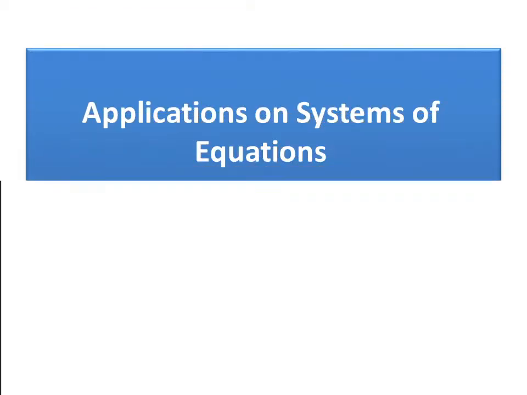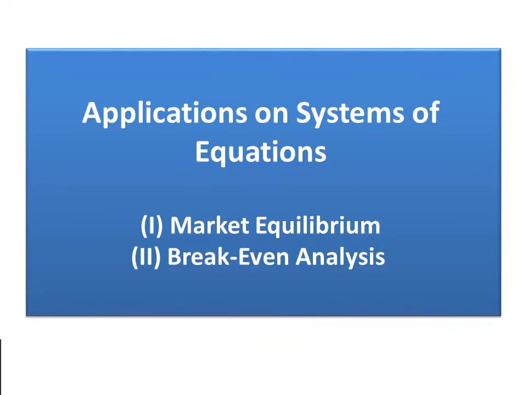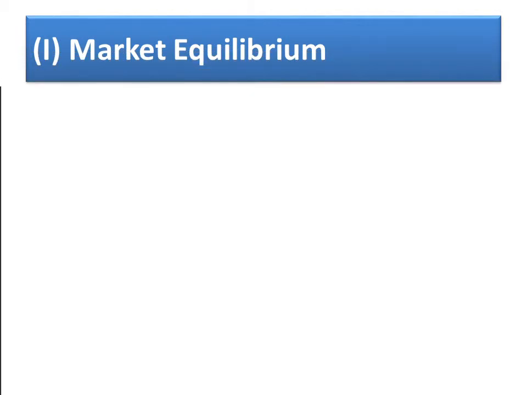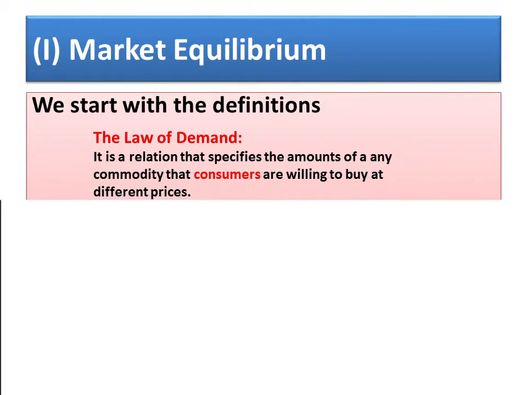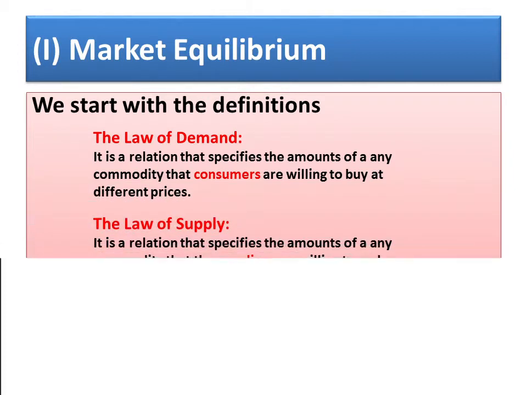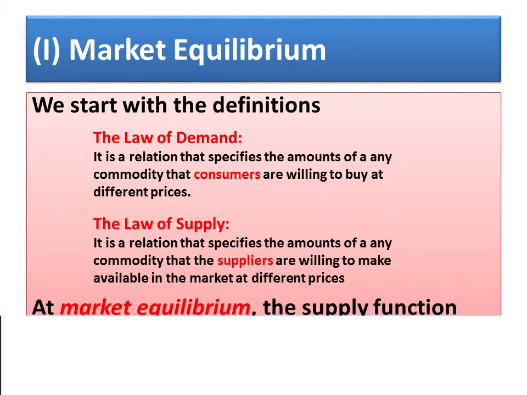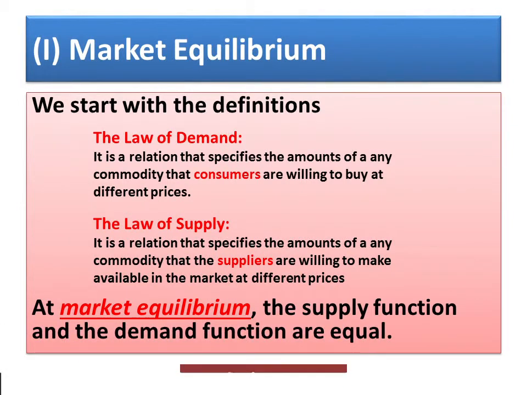Now, we have applications on systems of equations. We have two applications, one on market equilibrium, the other on break-even analysis. So we start with market equilibrium. We have the definitions, the law of demand, which is a relation that specifies the amounts of any commodity that consumers are willing to buy at different prices, while the law of supply is a relation that specifies the amounts of any commodity that suppliers are willing to make available in the market at different prices.